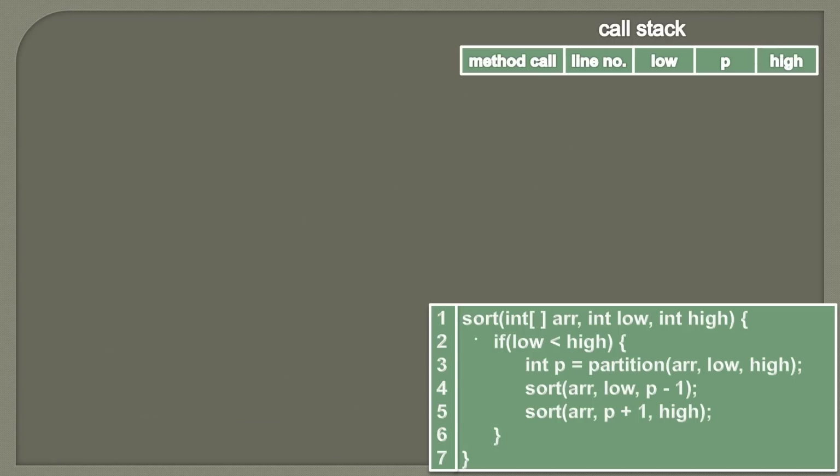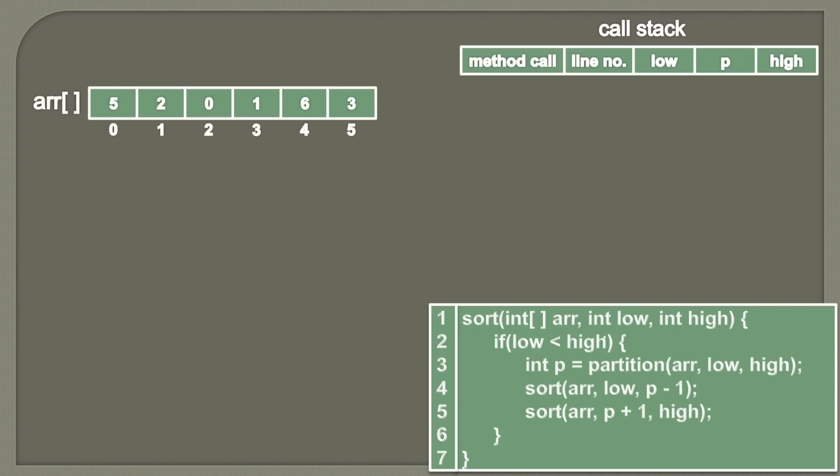So in quicksort algorithm, we have this sort method which takes in an array which we want to sort, and we pass basically a range that from low to high we need to sort. So at the start, let's say we want to sort this array having 6 elements: 5, 2, 0, 1, 6, 3.